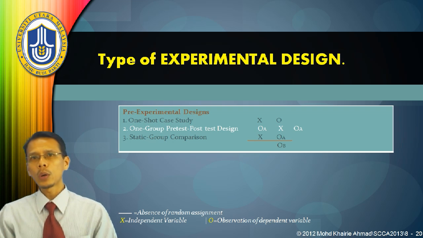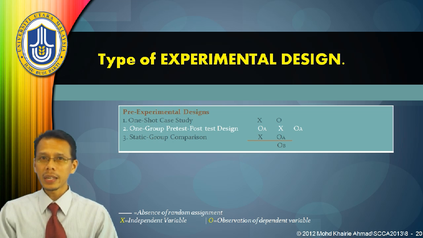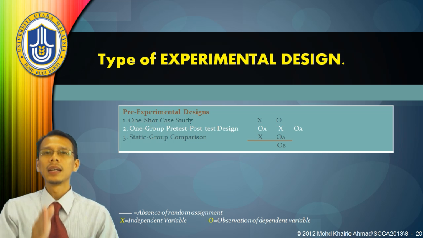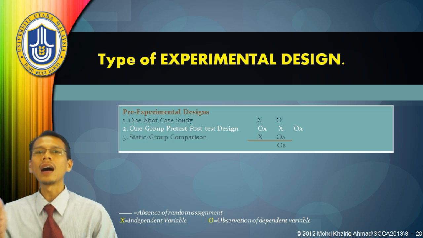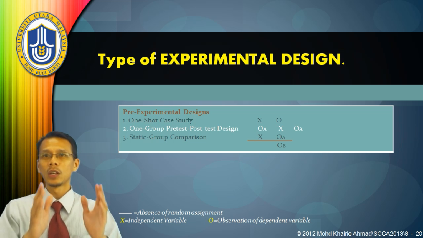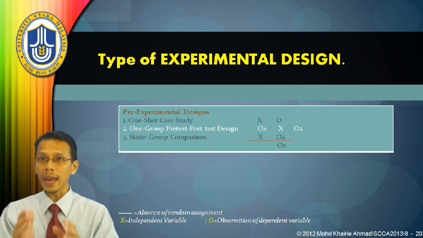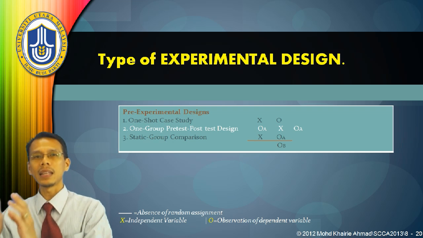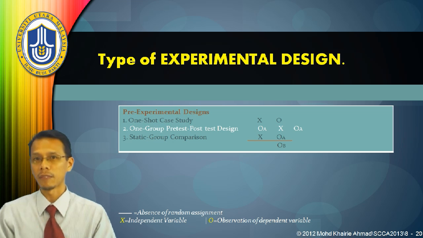The second type is what we call the one group pre-test, post-test design. In this second type, we observe the same group that we analyze before and after we impose our independent variable, or after we impose our intervention. This is where we have group O A, and then we impose the independent variable, which is X, and then we again test or evaluate on this same group the effect of the independent variable.